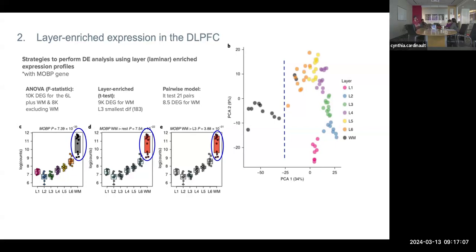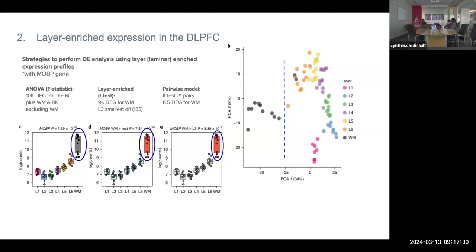The second model is called the layer enriched model, and it's a t-test. In this t-test, one specific layer is compared against all the others. So what they get, to mention an example, is 9,000 differentially expressed genes for white matter against the other layers, and they can also detect smaller differences, for example in layer three.